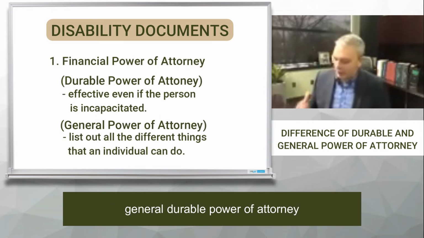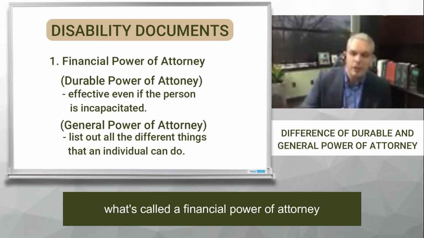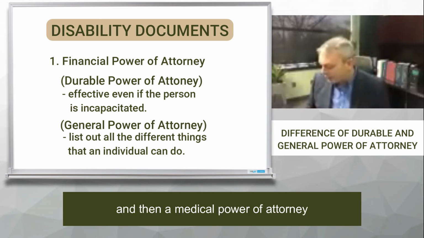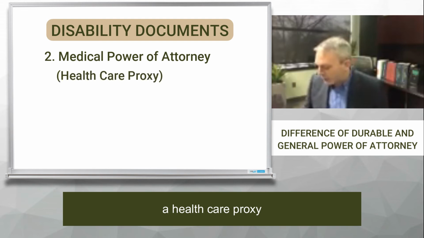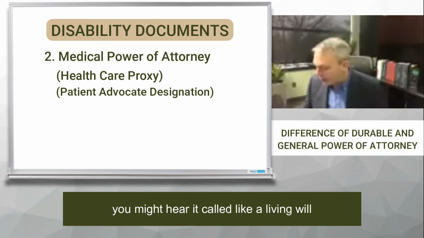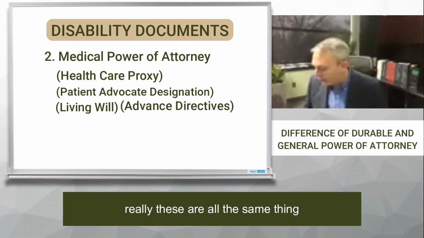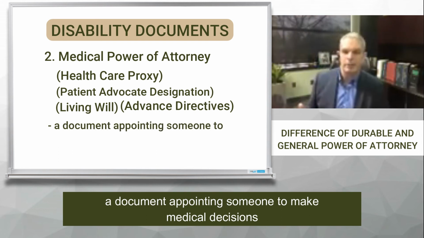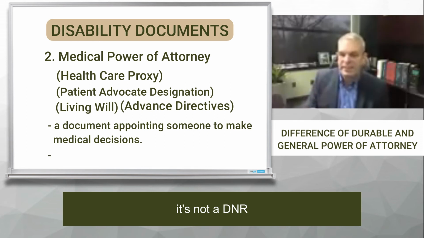So again, general durable power of attorney, really those are the same thing. We're all referring to what's called a financial power of attorney, someone to give you legal authority to make decisions. And then a medical power of attorney, you might hear this called different things. Healthcare proxy. In Michigan, the technical term is a patient advocate designation. You might hear it called like a living will, advanced directives. Really, these are all the same thing, all referring to this medical power of attorney, a document appointing someone to make medical decisions.